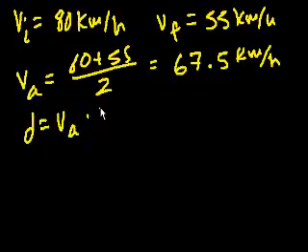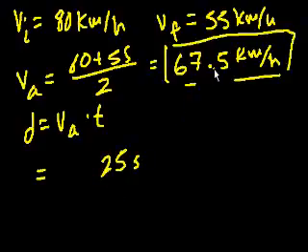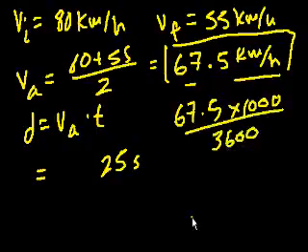And then if we want to figure out the total distance it travels, distance is equal to average velocity times time. The average velocity, well, we have the time in seconds, right? So we have 25 seconds here. But this is given in kilometers per hour. So we want to convert this into maybe meters per second. So what we do is take the 67.5. It's going to go times 1,000. That's how many meters it's going to go. And then in a second, it's going to go 1/3600th of that.